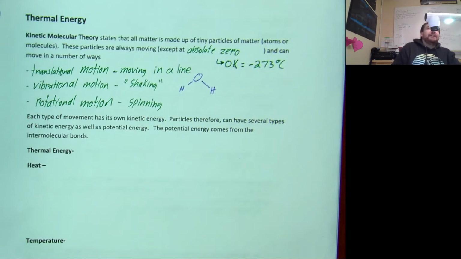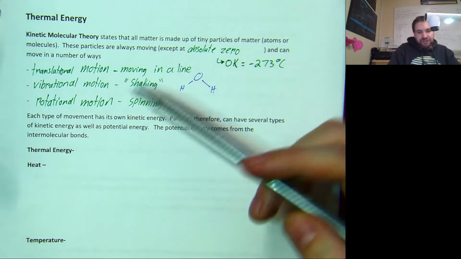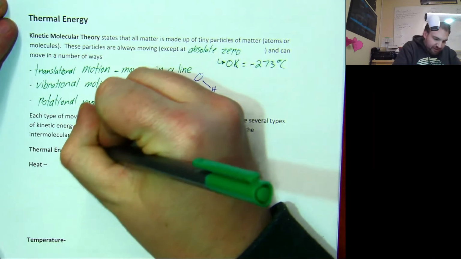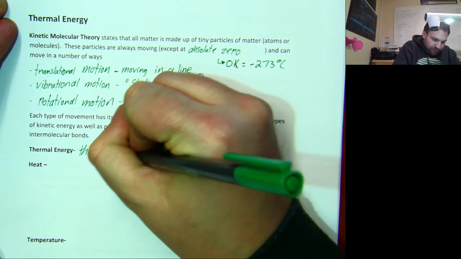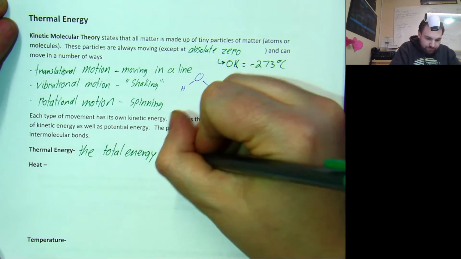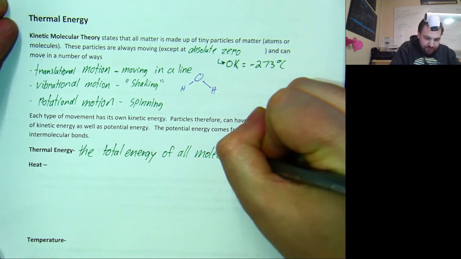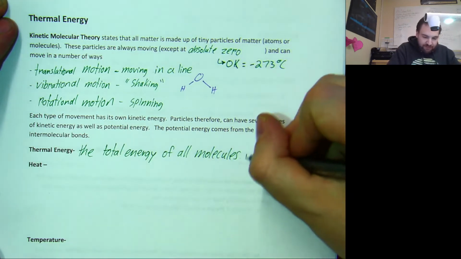A measurement of the amount of energy in a substance is what we call thermal energy. Thermal energy is, by definition, the total energy of all molecules in an object.